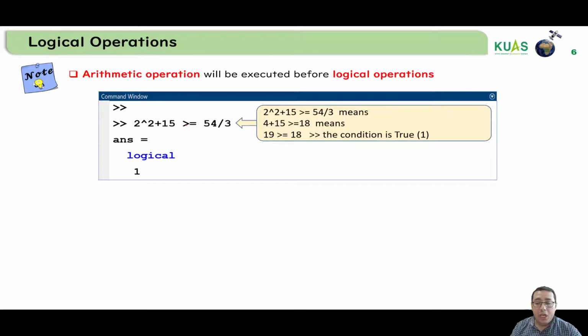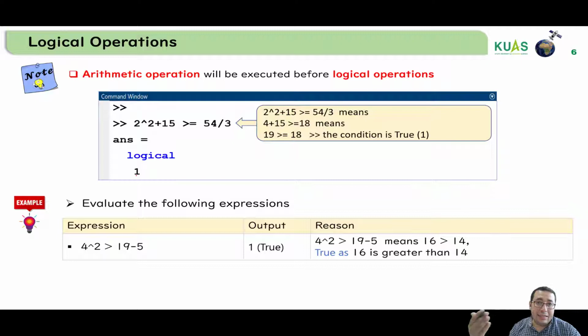For example here, 2 to the power 2 plus 15 is an arithmetic operation, and the power should be executed before the plus, so it is 2 to the power 2, which means 4, plus 15, so the output will be 19. For the second part, 54 divided by 3, the output is 18. After finishing the arithmetic operation, the question is, is 19 greater or equal 18? The answer is yes, because 19 is greater than 18. So the output will be 1 because this is a correct logical operation.